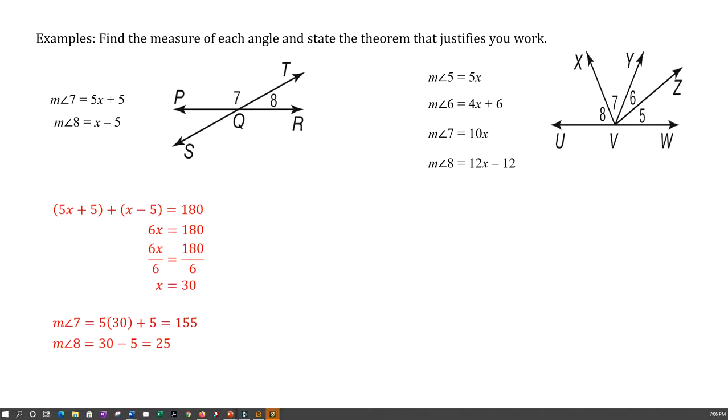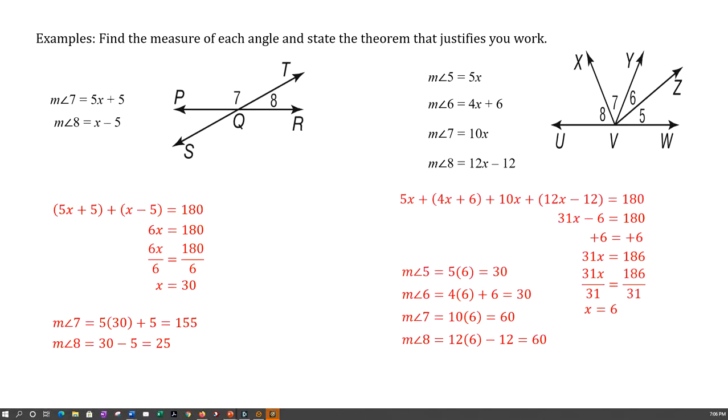Same thing on the second one. We see that all those angles form a linear pair, so we should be able to add them all together and solve all our math through. So that's a lot of stuff we're adding together. We get down to x equaling 6. So then we find out that angles 5 and 6 are 30 degrees each, and angles 7 and 8 are 60 degrees.